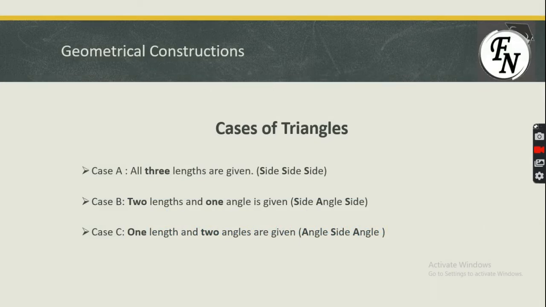Recalling the cases: if all three sides are given, that is known as SSS, or if two lengths and one angle are given, then it is side angle side, and if one length and two angles are given, then it would be angle side angle, that is ASA.